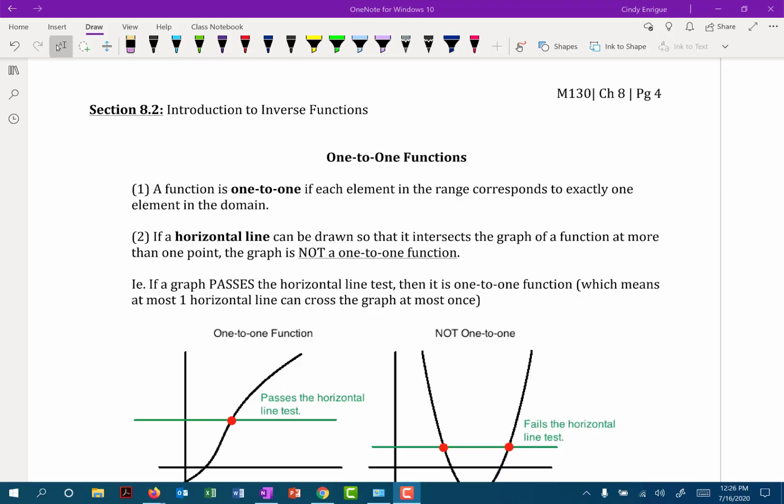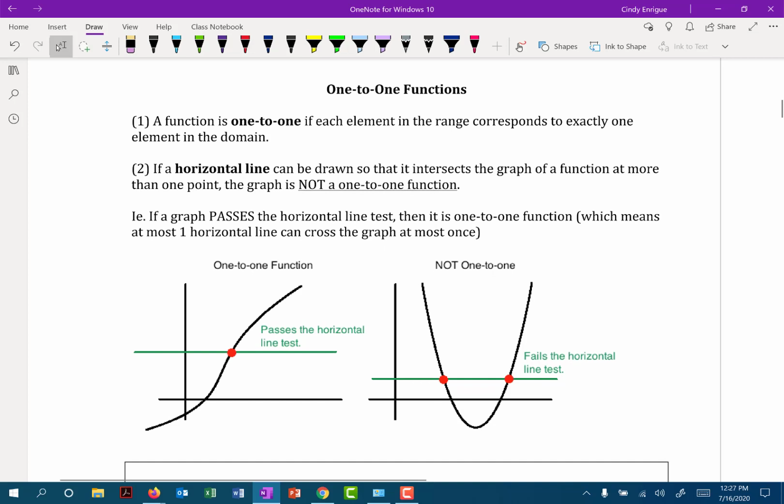Hello Math 130 students, we are going to pick up on page 4, section 8.2, Introduction to Inverse Functions. So the first thing we're going to talk about are our one-to-one functions.